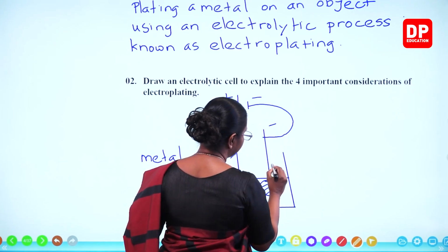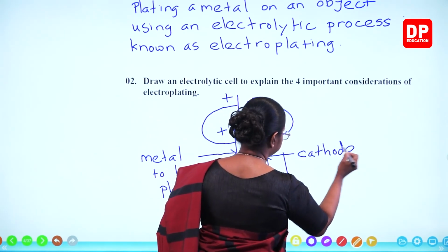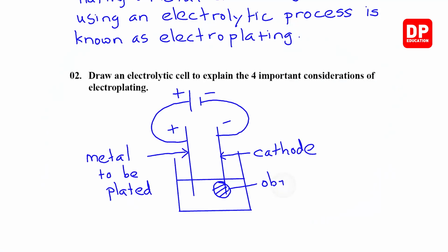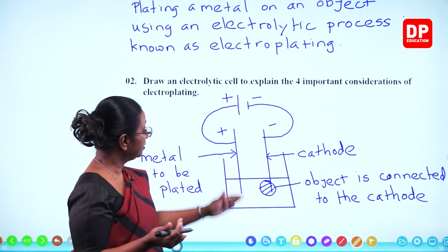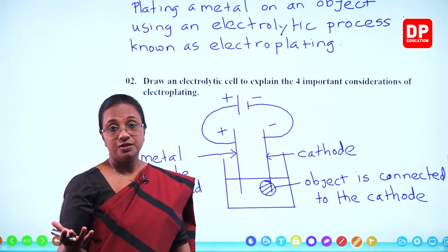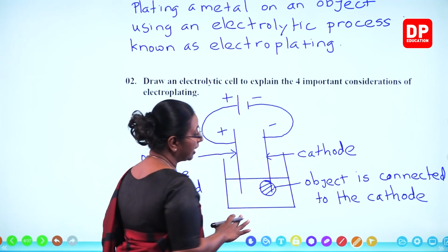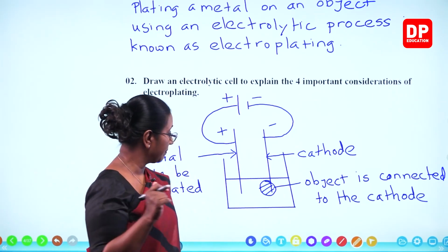Now this is the negative electrode, and that is going to be the cathode, and the object is connected to the cathode. Or else if it is something like a spoon, then instead of having a cathode, you can have the metal spoon as the object. So the object has to be either connected to the cathode, or the object itself has to be the cathode. So you have to remember that.